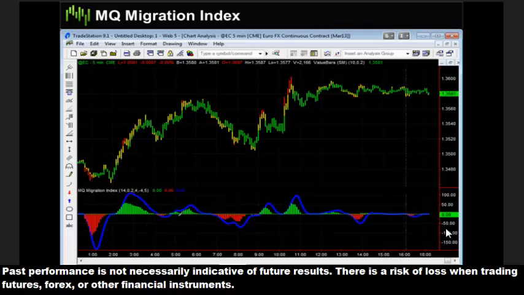This is an indicator we use more often than the previous one. This is actually called the MQ Migration Index, and the reason we call it that, obviously, is because it's oscillating around the zero value here. So this is a terrific divergence indicator, and we're going to go into that further. But the idea behind that is if you're not seeing a value migration, we're going to flatline at zero here.